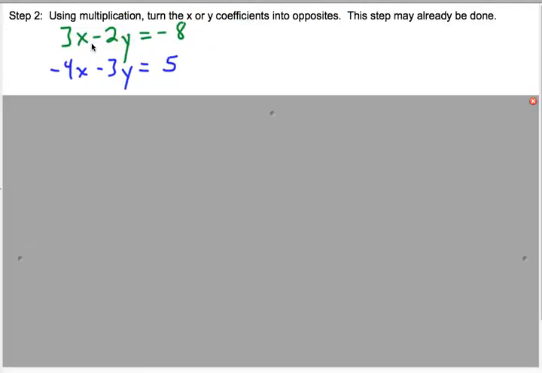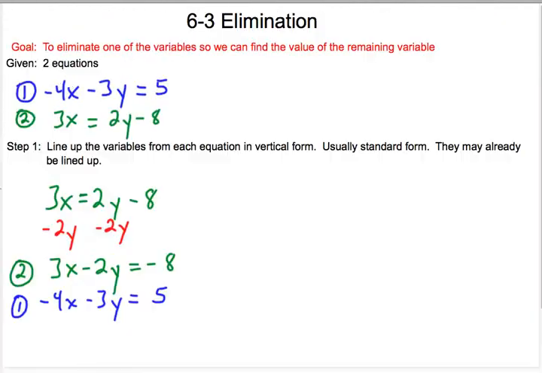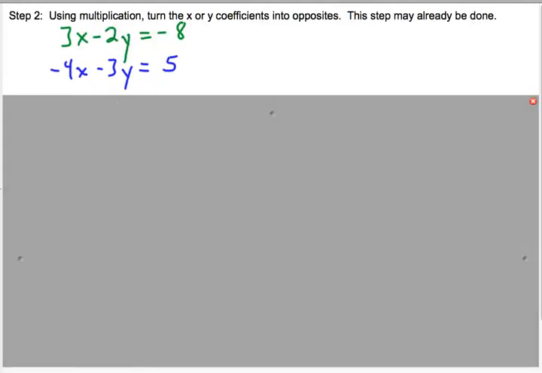Alright, step two, you'll notice these are the same equations as the ones we have down here with the x's and y's on the left side. So step two, using multiplication, turn the x or y coefficients into opposites. Again, this step may already be done for you. I chose equations where that's not the case. So here we'd like to get either the x's to be opposite or the y coefficients to be opposite.